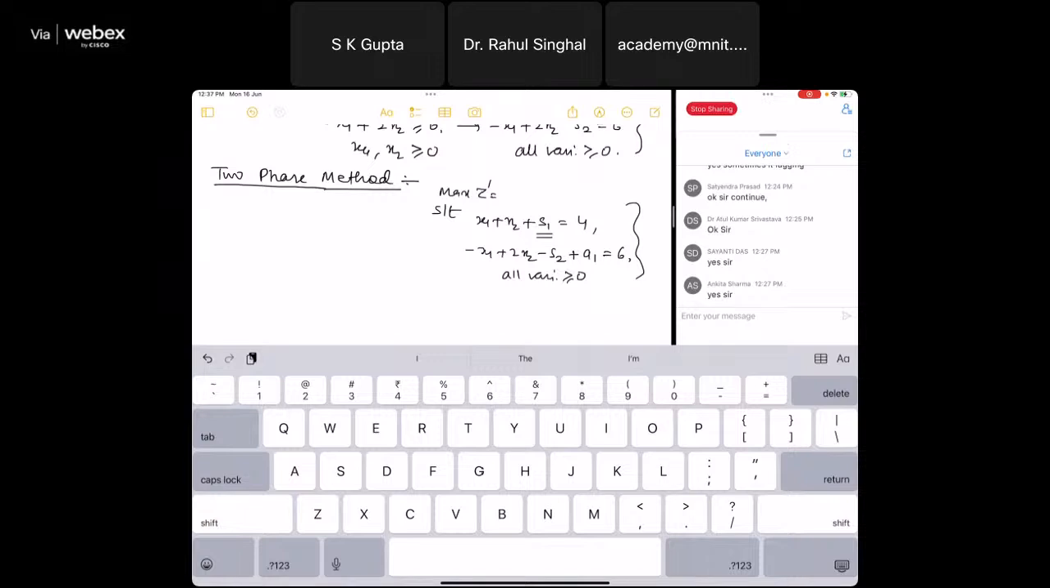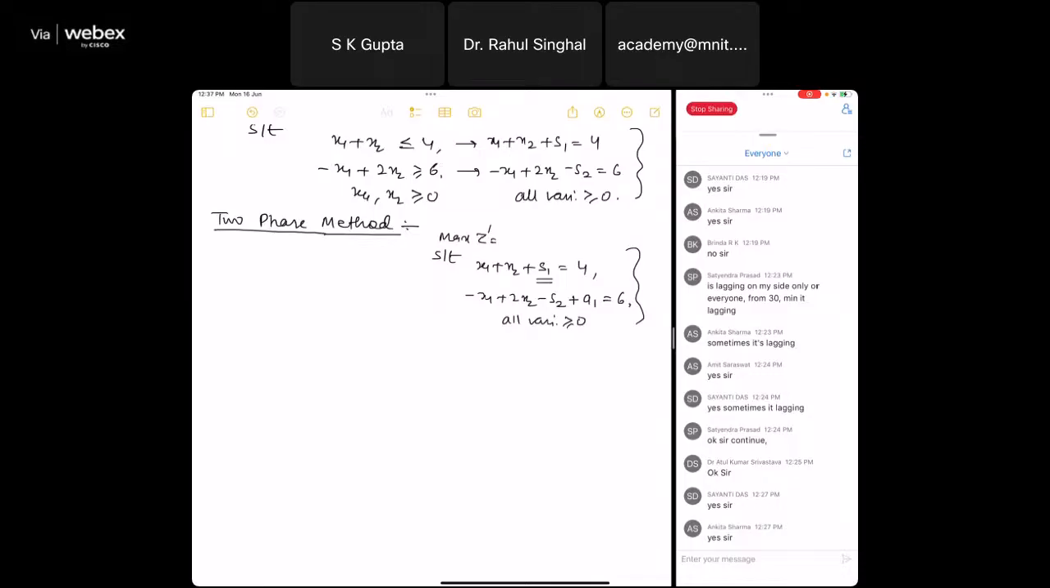Now how can we construct the modified objective function? Here you have a1, right? We want to make this a1 equal to 0, so we take the objective as maximum of minus a1. Why minus a1? Because you can easily see that this will be maximum only when a1 becomes 0, since all variables are non-negative. And as soon as a1 becomes 0, this problem coincides with the original problem, and the table where a1 becomes 0 will give you the initial BFS of the original problem. Are you getting my point?